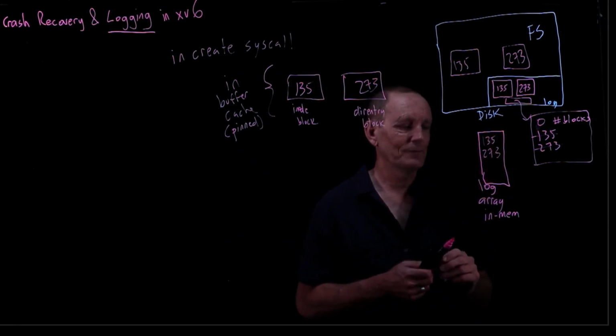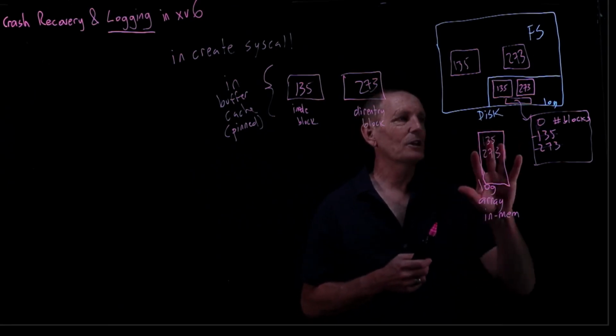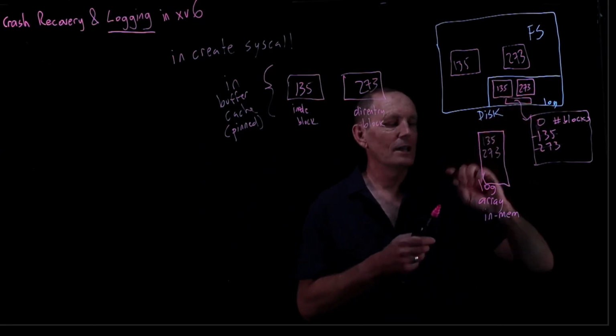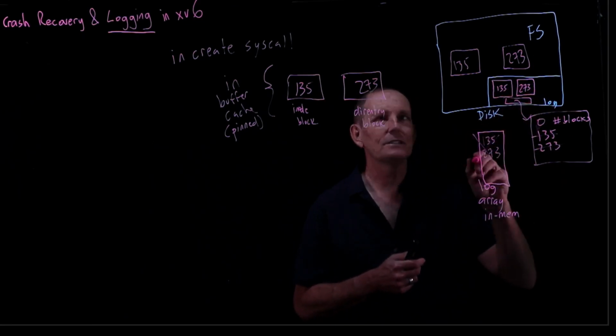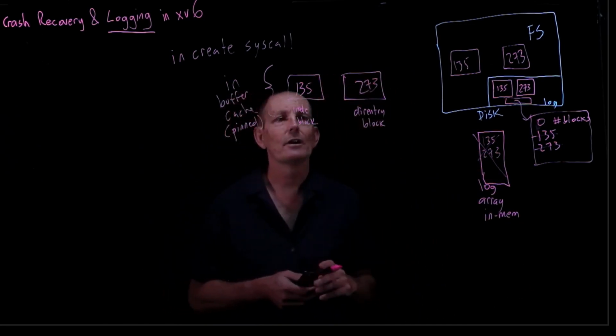The other thing, by the way, I'm sorry that I forgot to point out, is during the commit. As we're committing, we write 135, we write 273, we write the done. Now we can go ahead and clear this out and unpin these. So if they were pinned before, now they're unpinned.